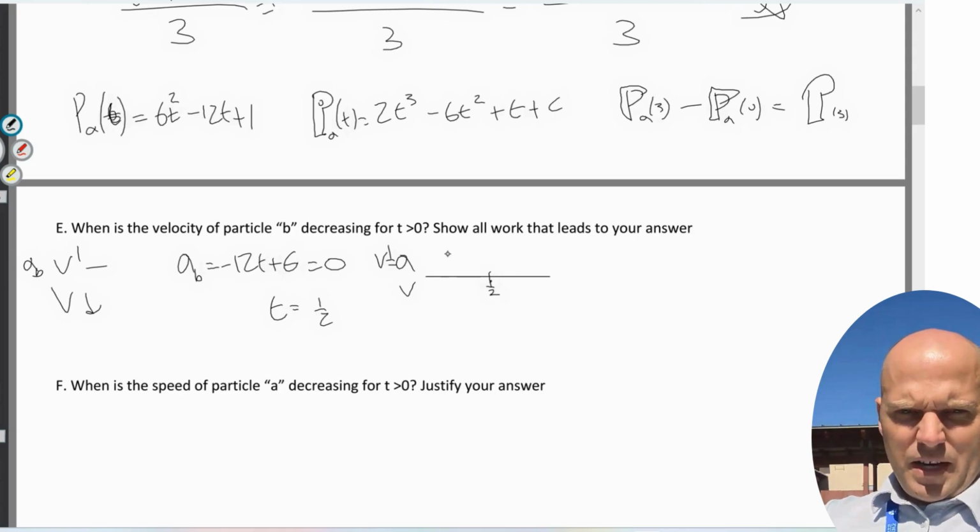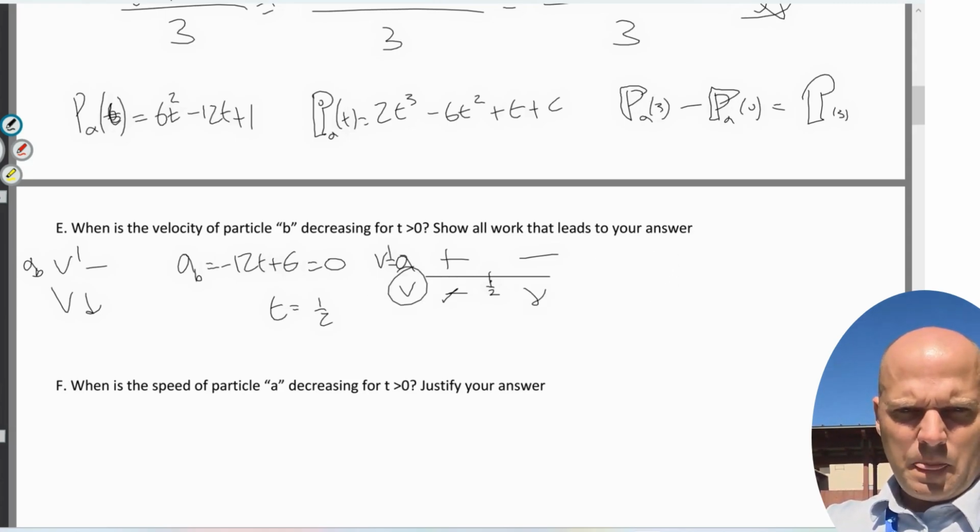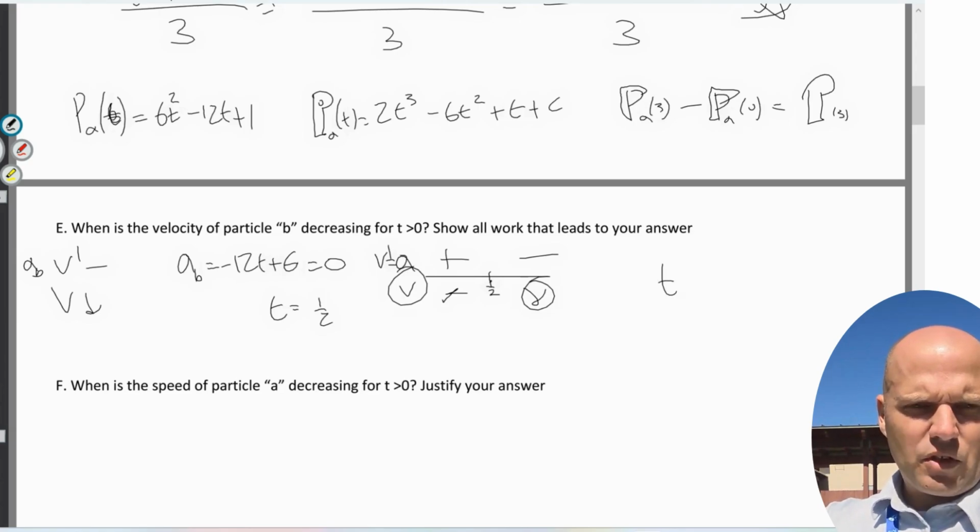If I plug in 0, I get a positive. If I plug in something greater than a half, I'll get a negative. My velocity is increasing then decreasing. So my velocity will be decreasing for all times greater than 1/2. My justification is that V prime, which equals A, is negative.